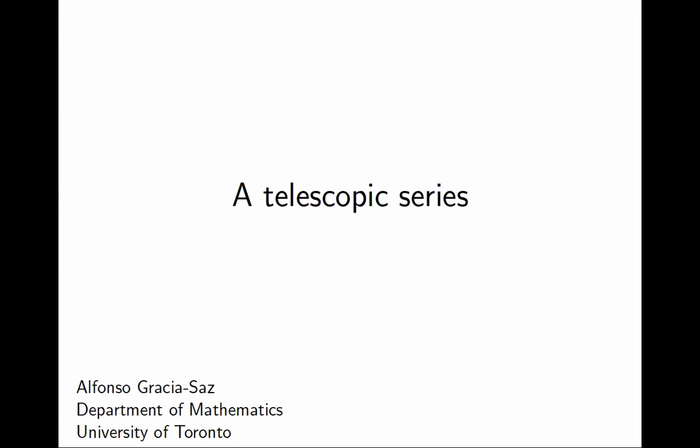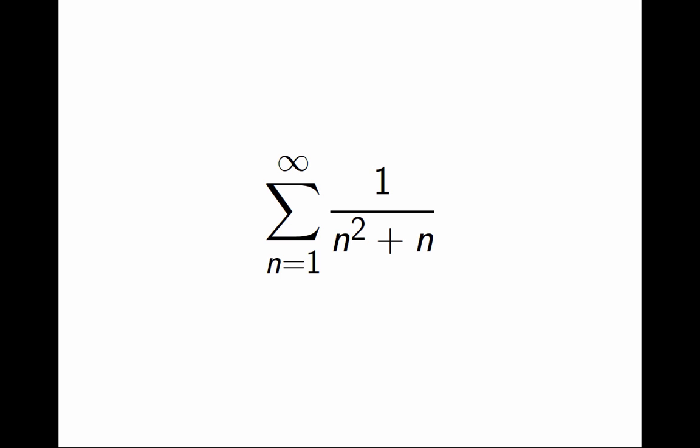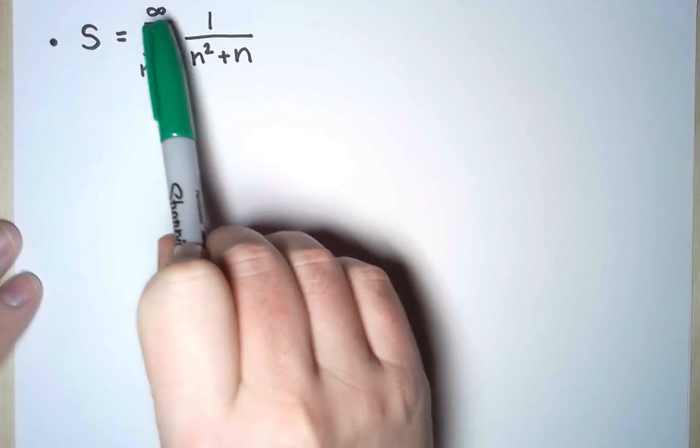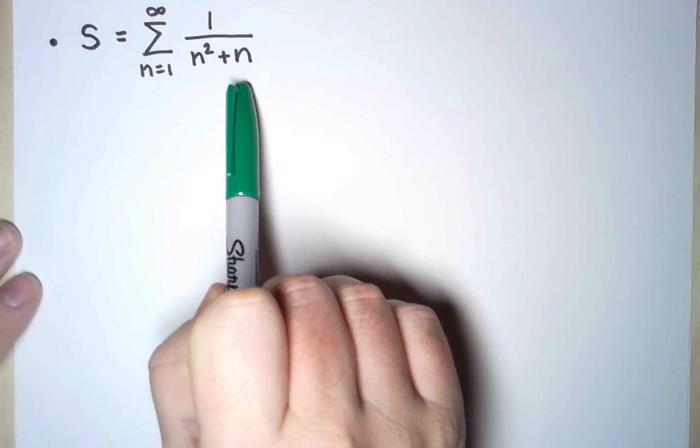In this video, I will present an example of how to calculate the value of a series directly from the definition. It will be this one. I invite you to pause the video and try to calculate it, and then continue watching. I want to calculate the sum from n equals 1 to infinity of 1 over n squared plus n.